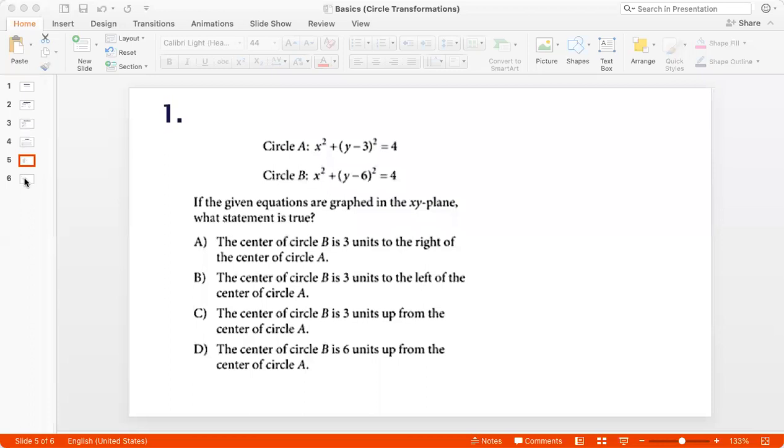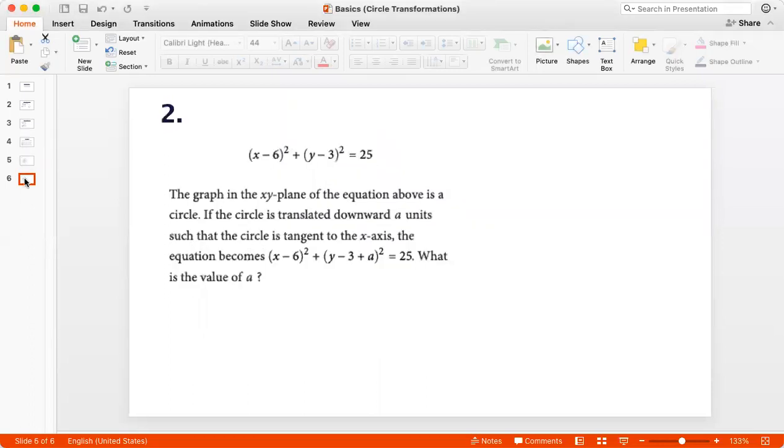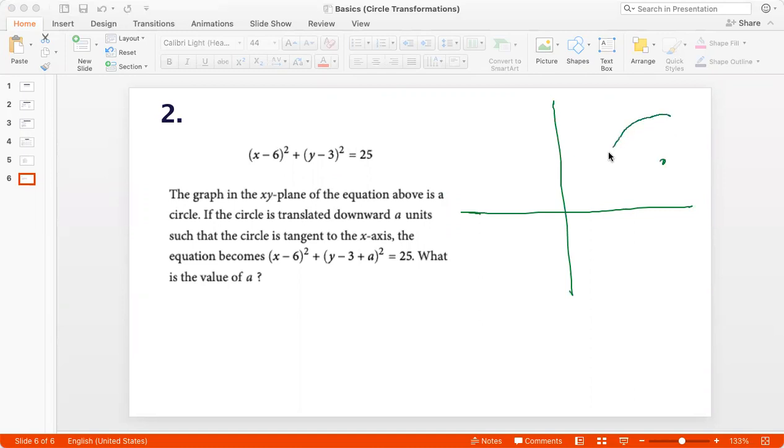Okay. Let's do question 2. So we have a circle here, (x - 6)² + (y - 3)² = 25. So the graph in the xy-plane of this equation is a circle, right? So (6, 3) is the center and the radius is 5. So something like this, right?